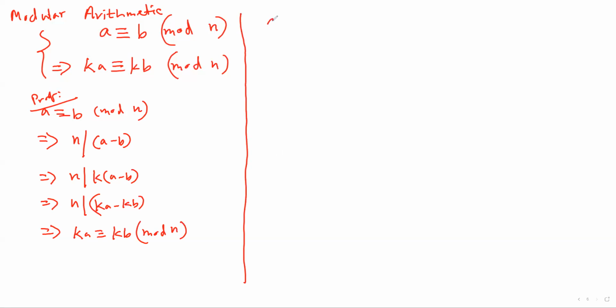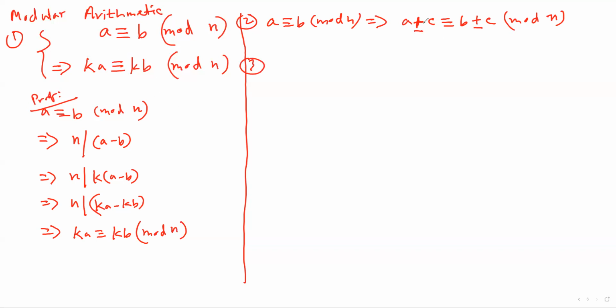Similarly, this is one rule. Another rule is A is congruent to B mod n implies A plus C is congruent to B plus C modulo n. And this should be visible to you because we are adding the same number to both of the numbers A and B. So the remainder when we divide by n remains the same because we are adding the same number, right? The remainder remains unharmed. And we could subtract as well. Then comes the burning question.